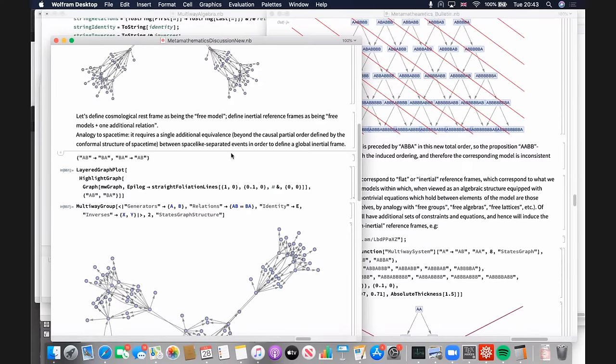But even the free group is a model of the group axioms. Fair enough. It's just, like I say, defined to be a model which satisfies no additional relations beyond the axioms of a group. Fine.